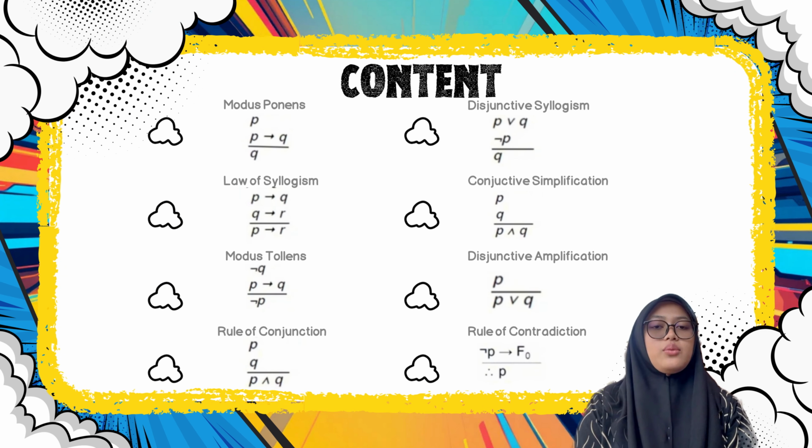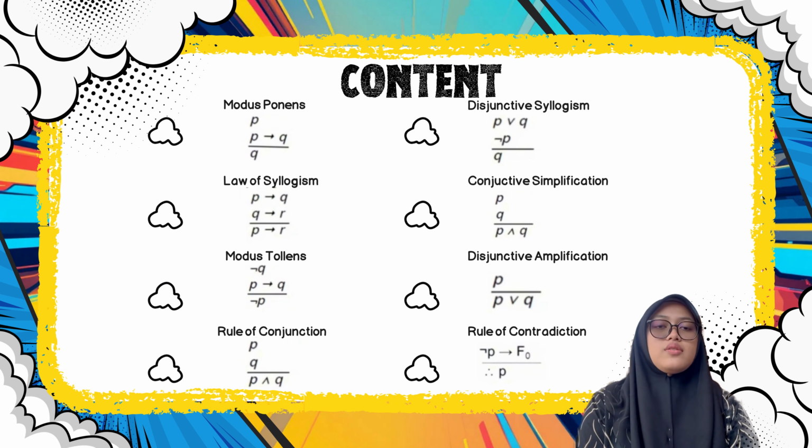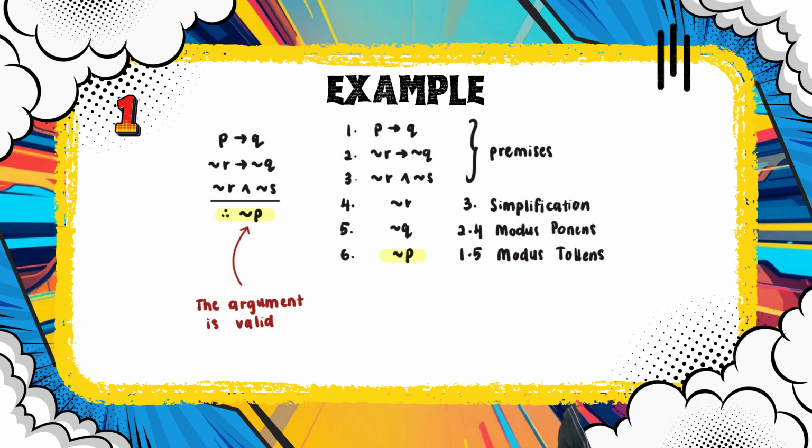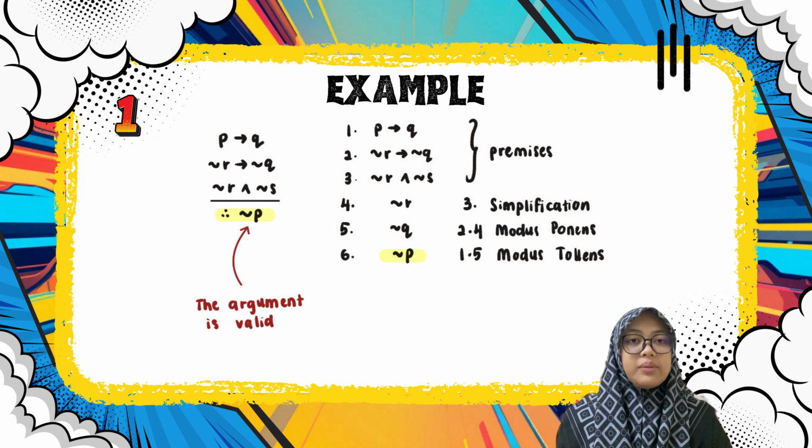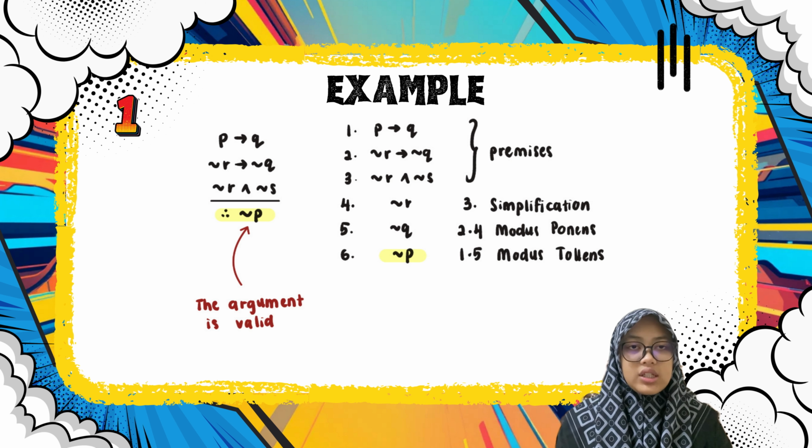So for content, we have modus ponens, law of syllogism, modus tollens, rule of conjunction, disjunctive syllogism, conjunctive simplification, disjunctive amplification, and the last one is rule of contradiction. So for the first example, we have P implies Q, negation R implies negation Q, negation R and negation S, and the conclusion is negation P.